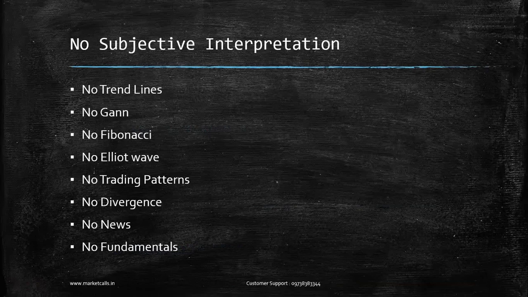This is a slide which is there in every PPT of mine. We don't talk about trend lines, Gann, Fibonacci, Elliott waves, trading patterns, divergence, news or fundamentals. Whatever webinar we are doing is more on non-subjective interpretation. It's more for system traders, so if you're a system trader, take advantage of this. We'll get into Supertrend. I kept less PPT content today and more live demo and live testing, so that you get a better understanding of the nature of Supertrend, and we can have a better comparison as well.